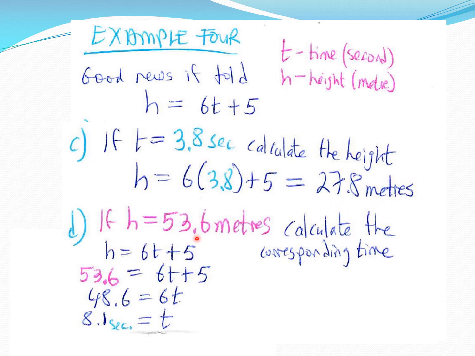If the height is 53.6 meters, calculate the corresponding time. So again, use your formula. h is 6t plus 5. Substitute 53.6 in for h this time. 53.6 is equal to 6t plus 5. Take 5 away from both sides. 6t is equal to 48.6. And then divide both sides by 6. So t is equal to 8.1 seconds. So at the time of 8.1 seconds, the height of the javelin is 53.6 meters.